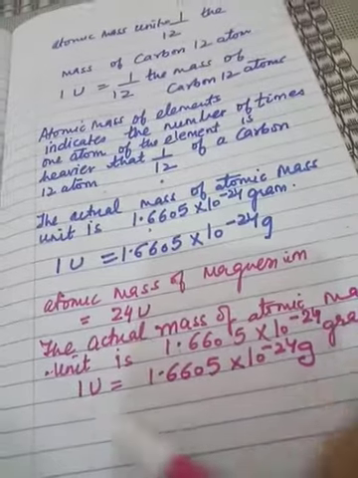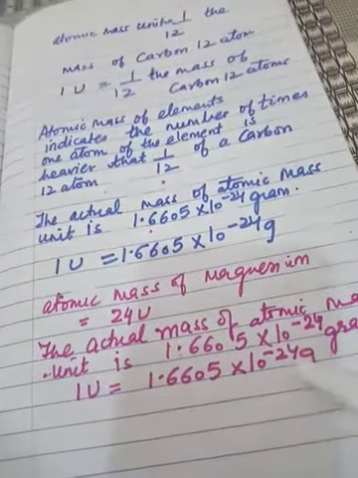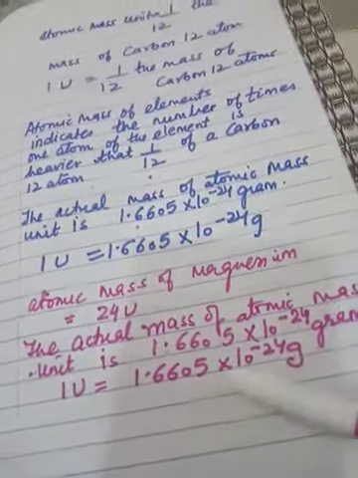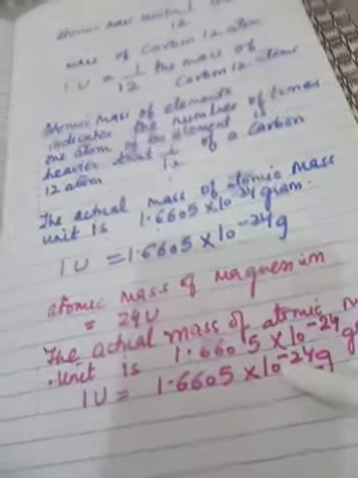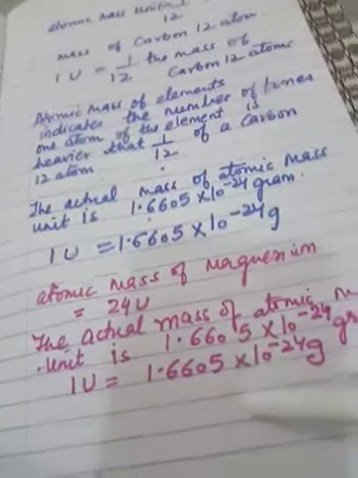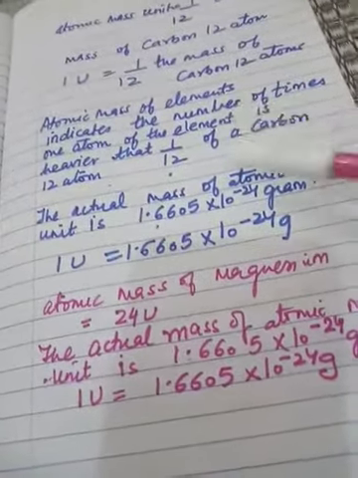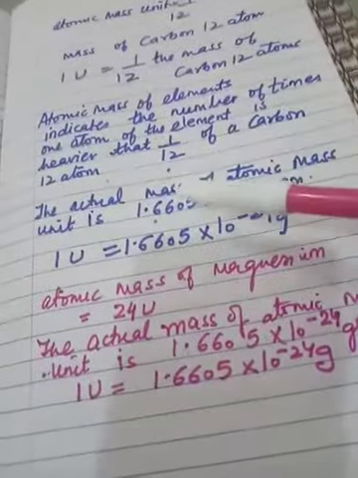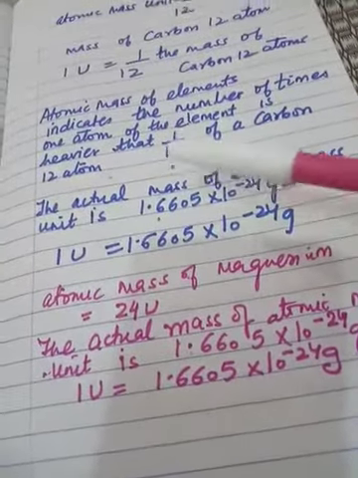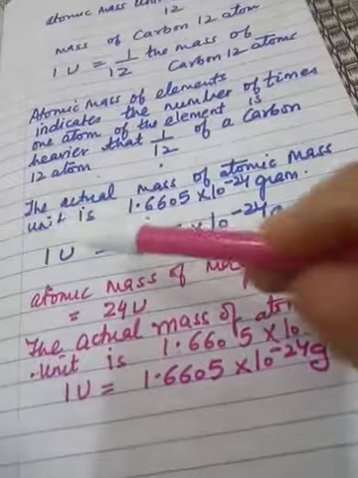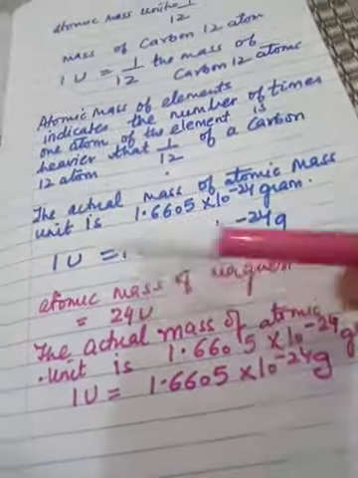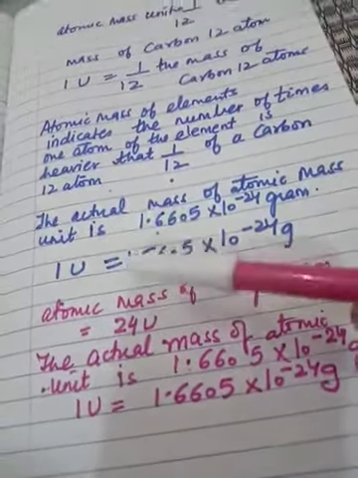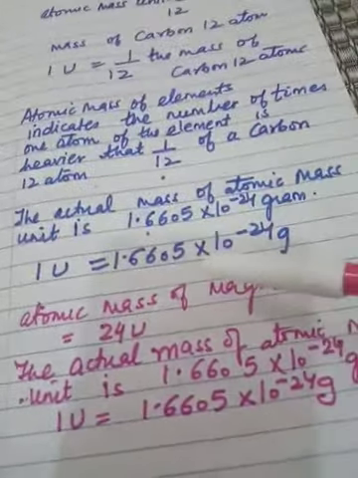By using this value of atomic mass unit, we can find the actual mass of an atom of any element. So whenever we calculate or use atomic masses of different elements, it will be written in terms of U. Like magnesium, atomic mass of magnesium is 24 U. Atomic mass of hydrogen is 1 U.